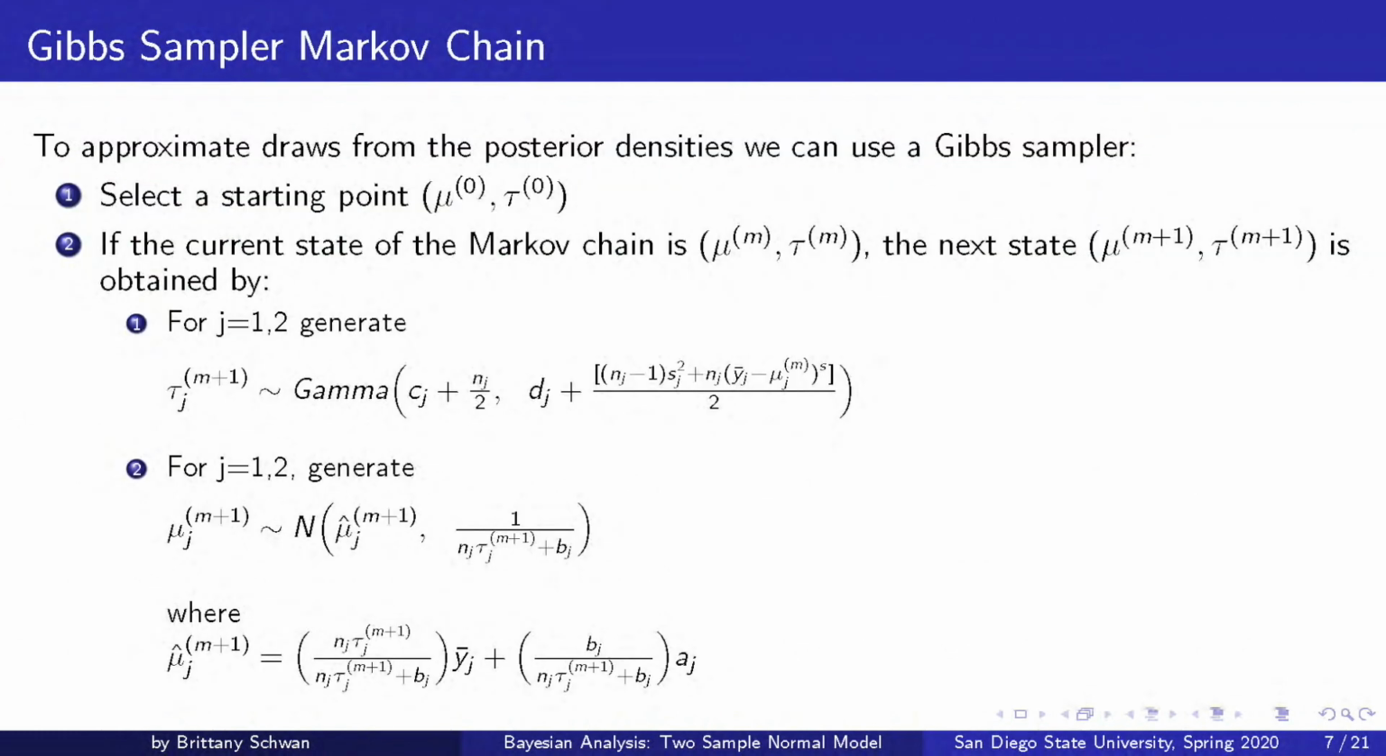To approximate the posterior density draws, we will use the Gibbs sampler with two components. The Gibbs sampler samples from the conditional densities of tau given mu and y, and the conditional density for mu given tau and y. As noted here, we start by selecting a starting pair for mu and tau. Then we generate the next values for tau from a gamma distribution, as shown here. Next, we generate mu from the normal distribution, as noted here.